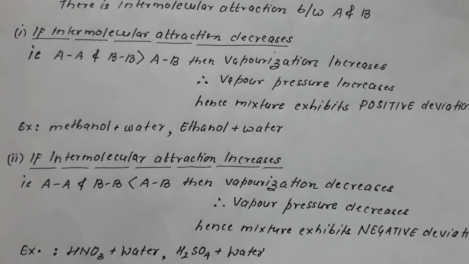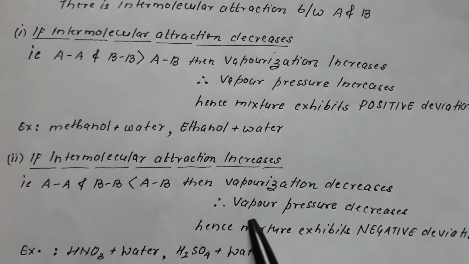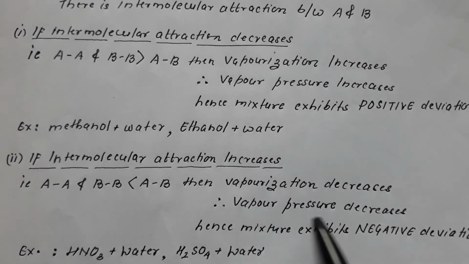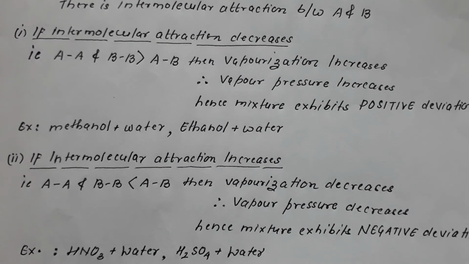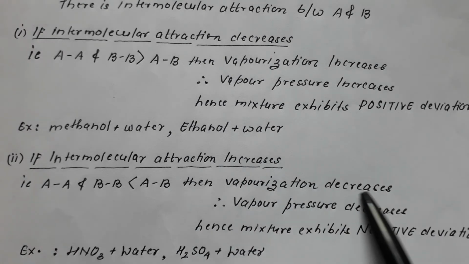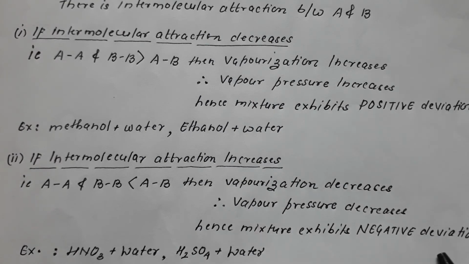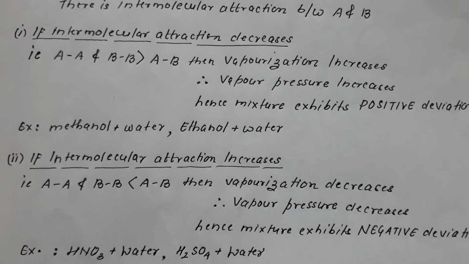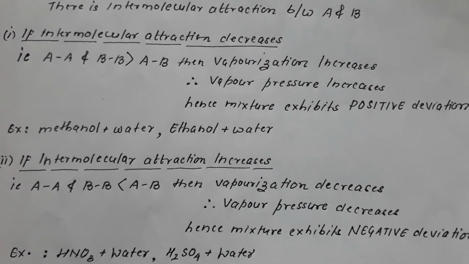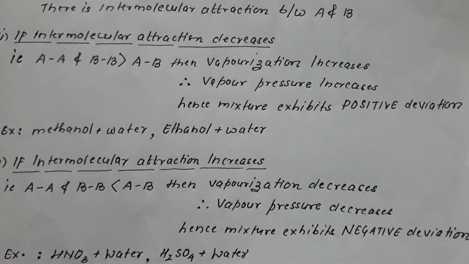Vaporization decreases. Therefore, vapor pressure of the mixture will decrease. Due to increase in intermolecular attraction, the vaporization decreases. Therefore, vapor pressure of the mixture decreases, hence the mixture exhibits negative deviation.